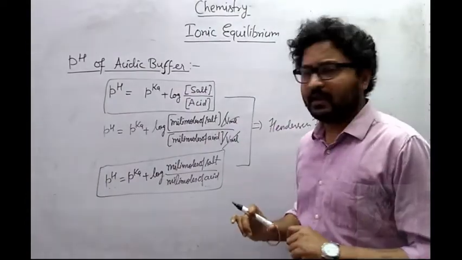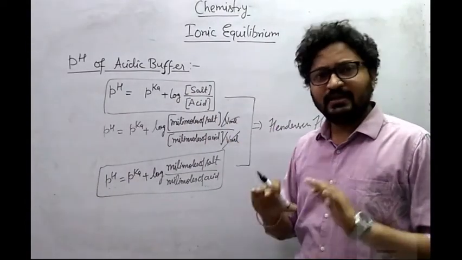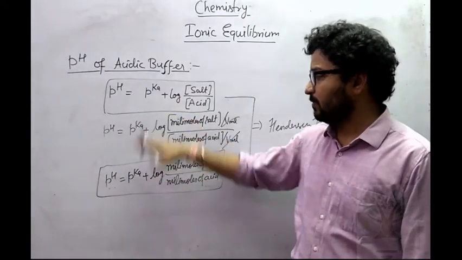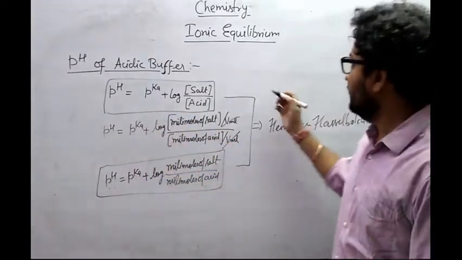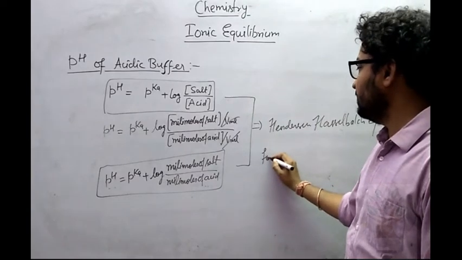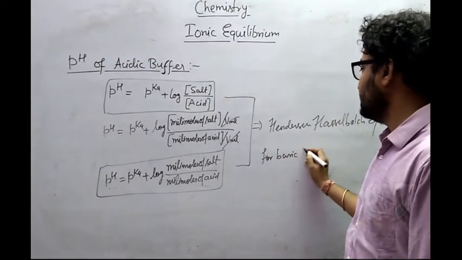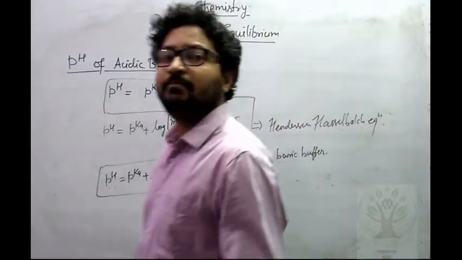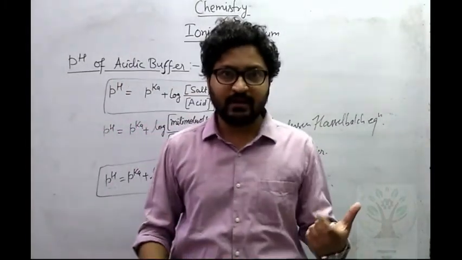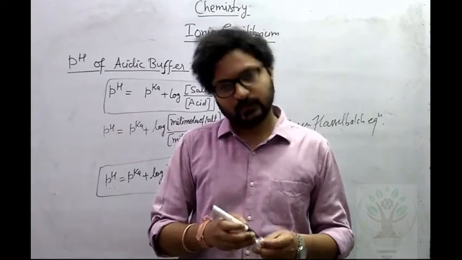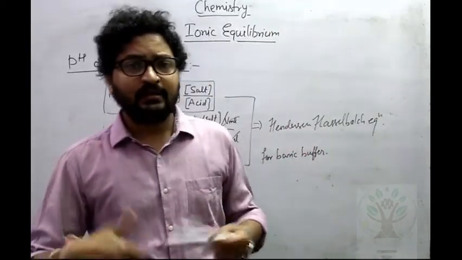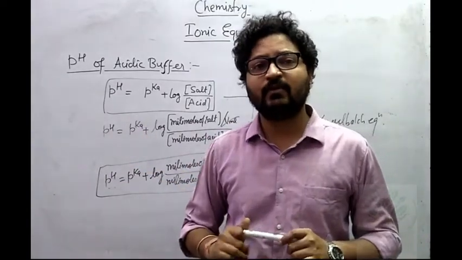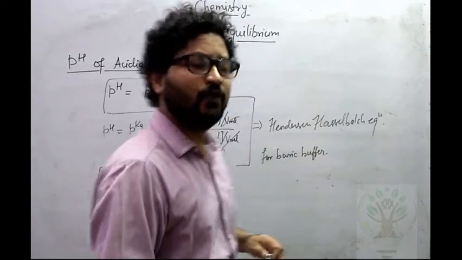Now, I am not going to derive a formula for basic buffer. Let me tell you, their derivation is never asked, so it will be better if you remember this formula. Now if I ask you, can you tell me about basic buffer? Let's say I have a basic buffer. In basic buffer, what will I have? I will have a weak base instead of weak acid. Salt will still be there. There I will not find the formula for pH, I will find the formula for pOH.